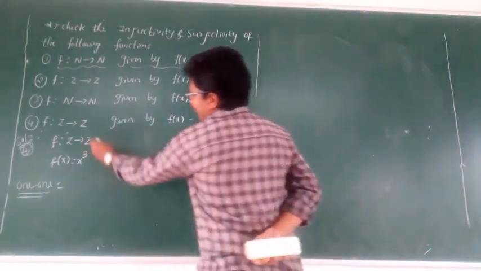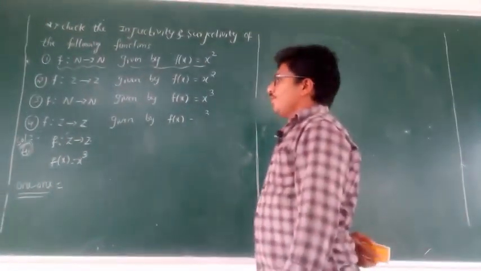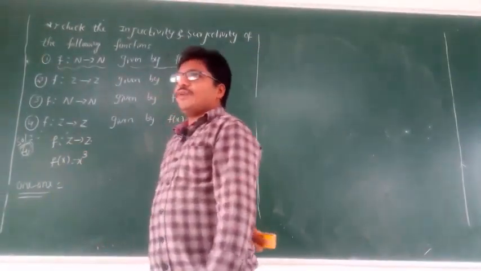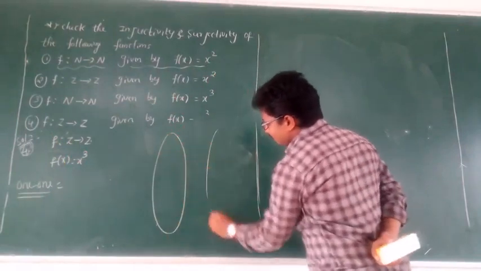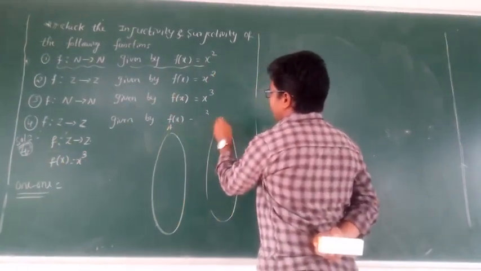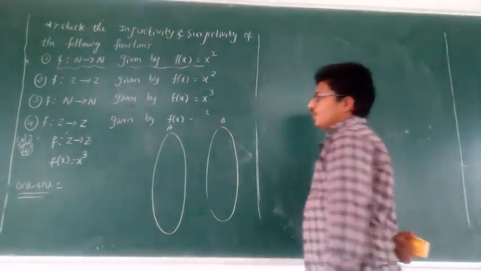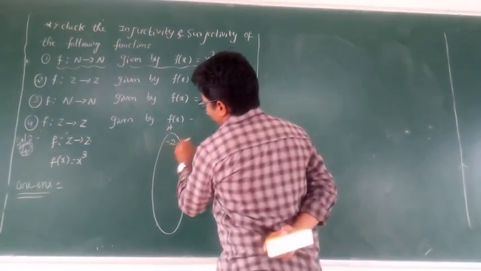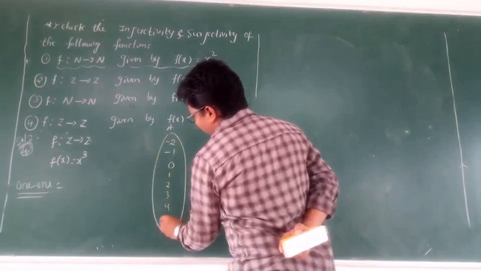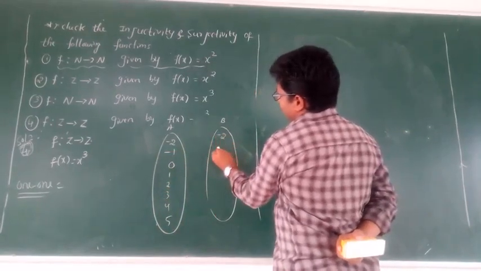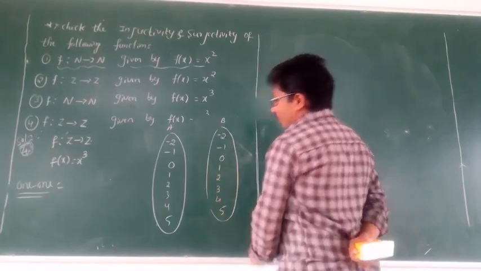Now let's try. Z to Z means integers to integers. It means we will consider minus infinity to infinity. We will consider two sets, this is A and this is B, minus infinity to infinity because of Z to Z. So we will give the numbers: minus 2, minus 1, 0, 1, 2, 3, 5, and minus 2, minus 1, 0, 1, 2, 3, 4, 5.